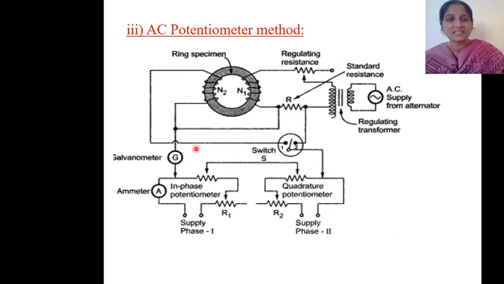Next, this resistance is connected to the in-phase potentiometer and also to the quadrature potentiometer. The in-phase potentiometer measures the in-phase component and the quadrature potentiometer measures the quadrature component. These are given to R1 and R2 through the supply phases I1 and I2. And in this galvanometer, whenever the bridge is balanced, the galvanometer deflection will be 0. To make the deflection 0, the drop across this standard resistance should be equal to the drop across the quadrature potentiometer plus the in-phase potentiometer.